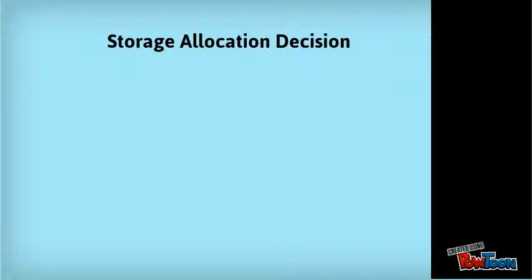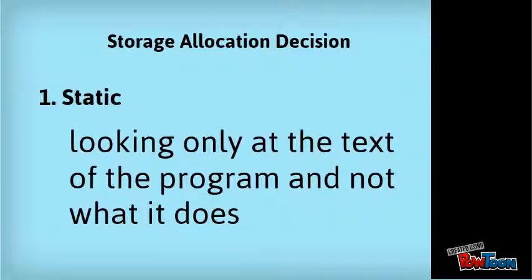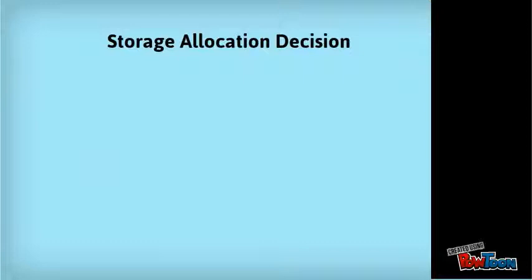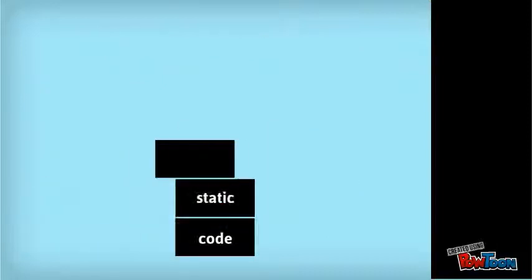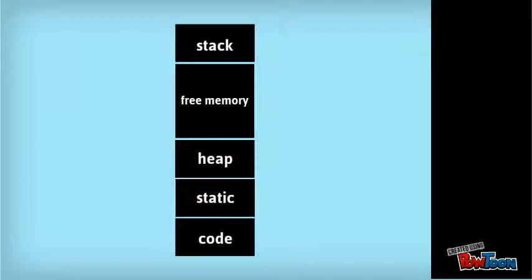We say that a storage allocation decision is static if it can be made by the compiler looking only at the text of the program, not at what the program does when it executes. We say that a storage allocation decision is dynamic if it can be decided only while the program is running. Many compilers use some combination of the following two strategies for dynamic storage allocation.